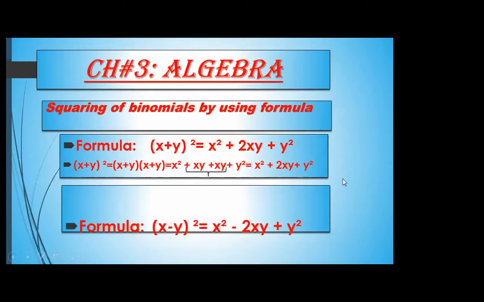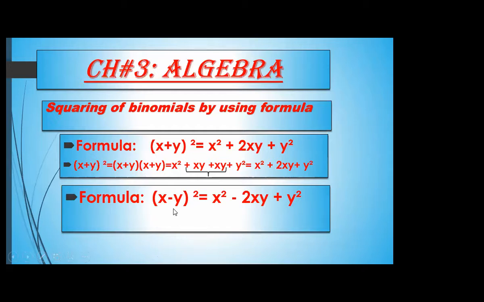Then we have discussed the square of binomial when the second term contains the minus sign. What do we get on the right hand side of the formula? What is the difference between the first and the second formula? The difference is only this minus sign. When the second term contains the minus sign, on the right hand side we get the minus sign, but only with the second term, that is the product of the first and the second term.